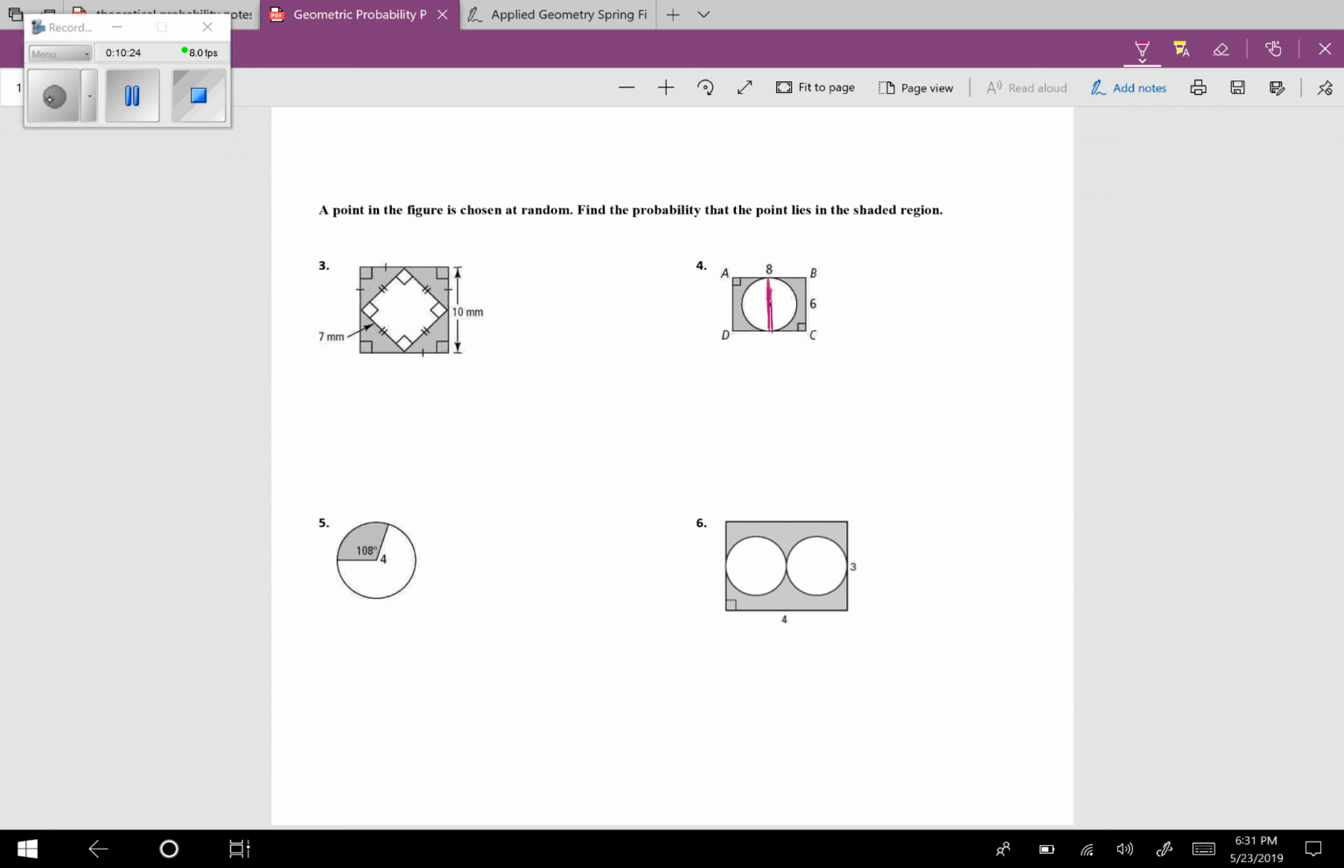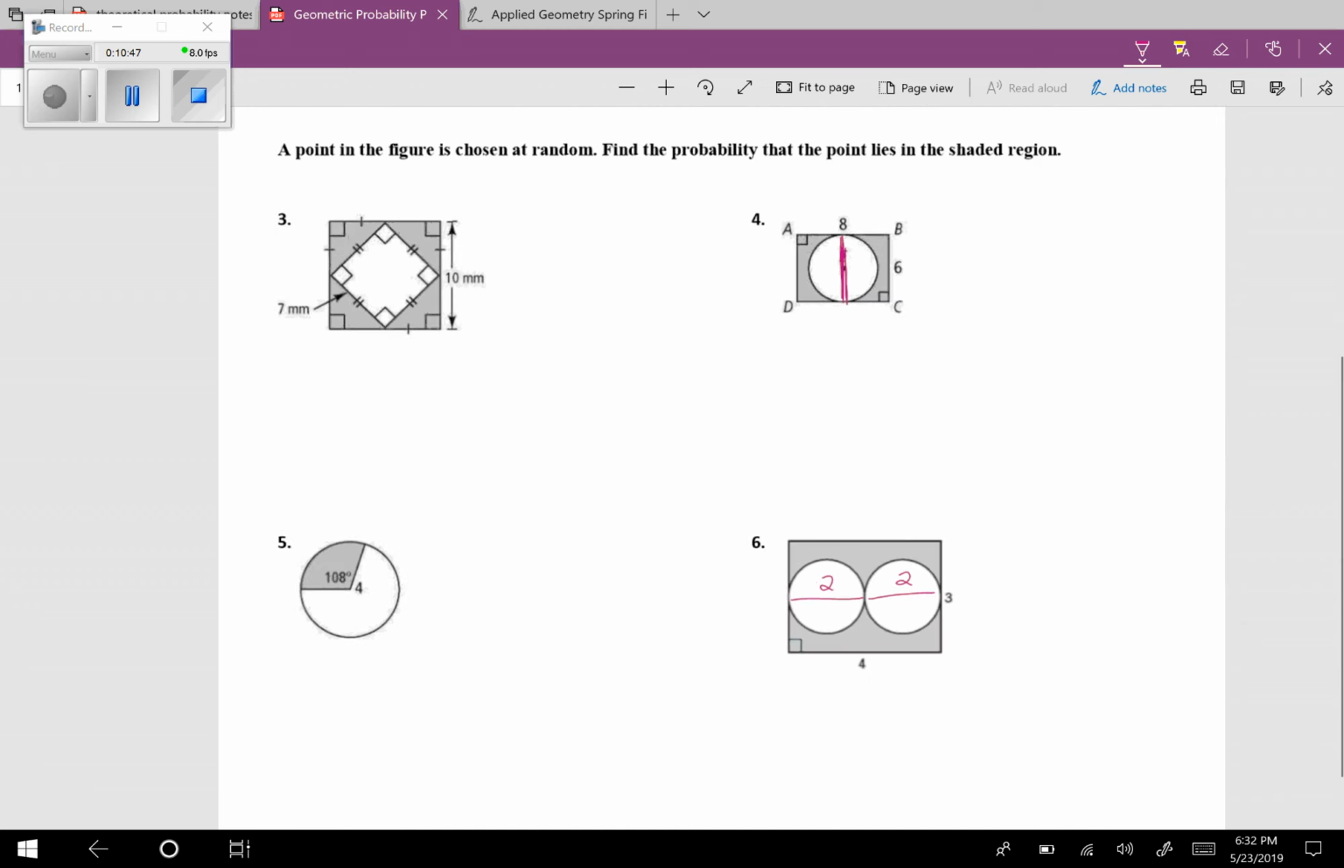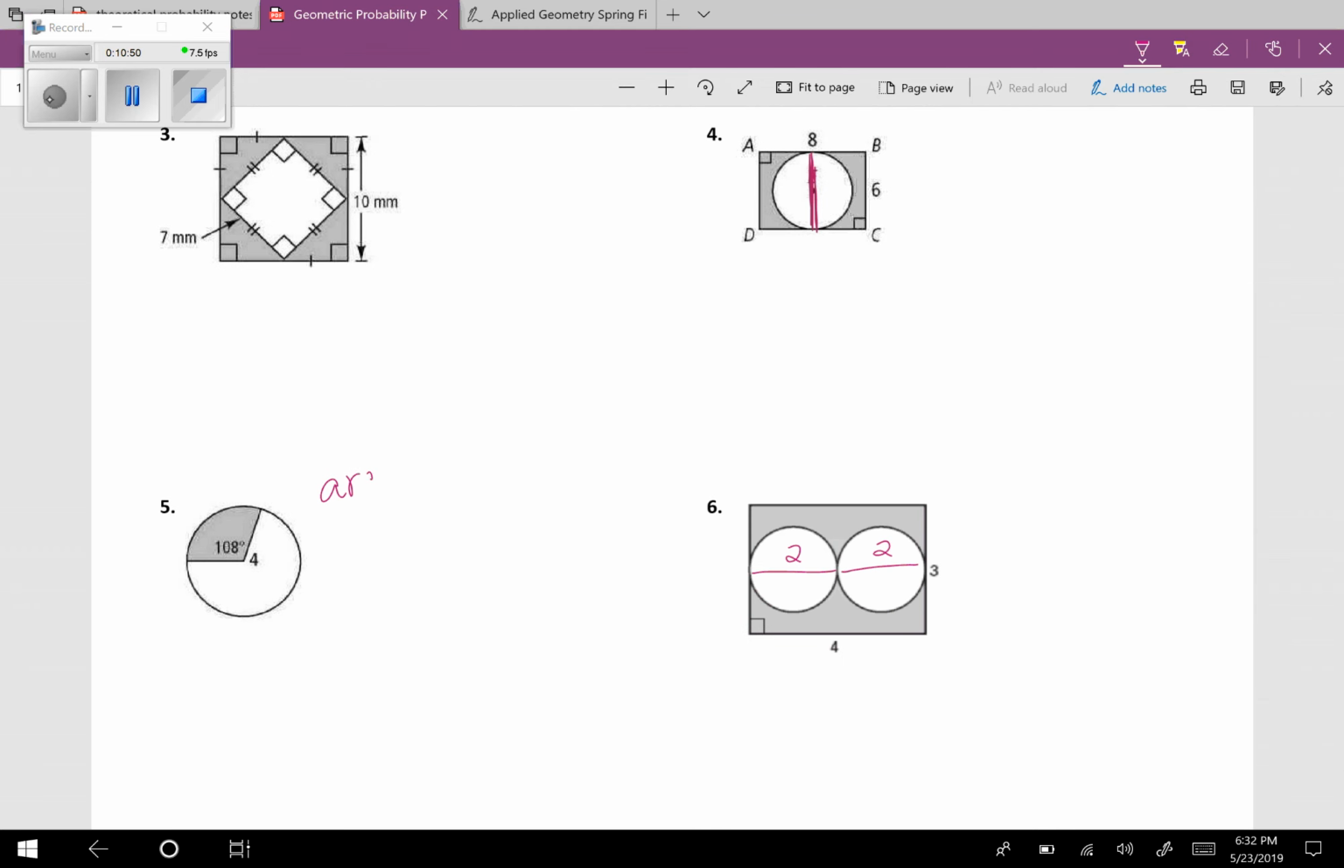And then here, you've got these 2 circles. From edge to edge is 4. So each of these, the diameter is each going to be 2. So make sure you find those radii for that. And then here, number 5, you've got to do the sector area. So remember, it's the arc out of 360 times pi r squared, and that's your shaded part.